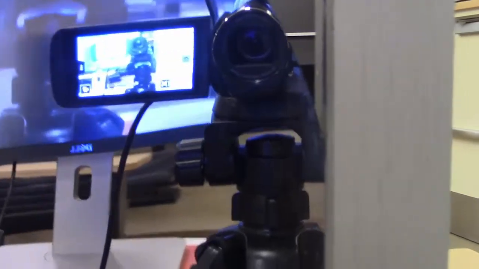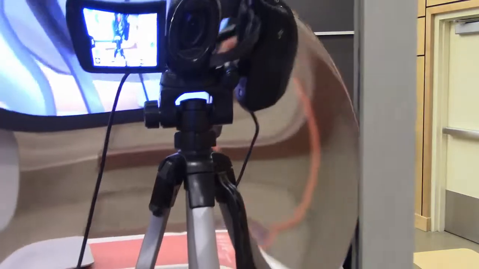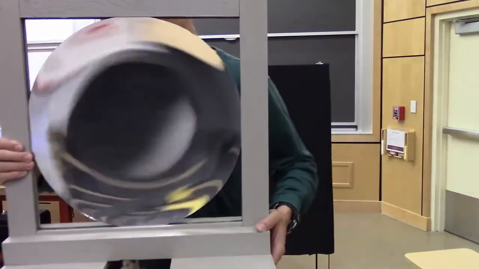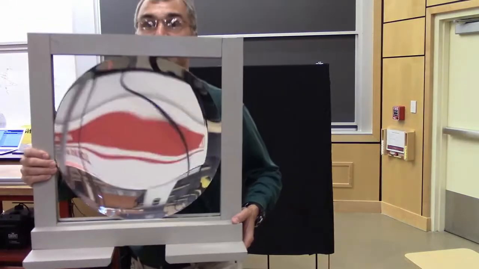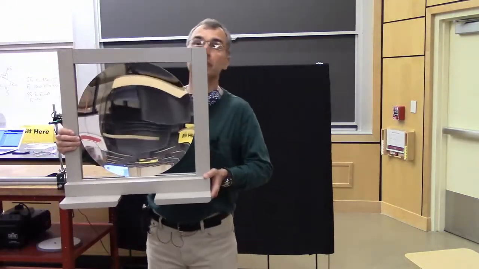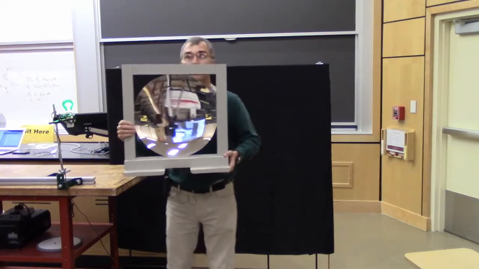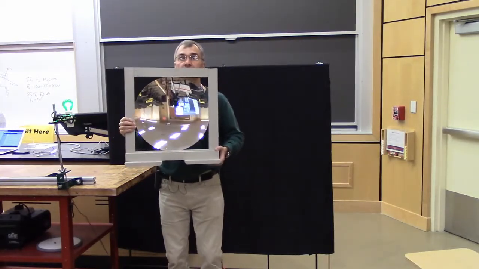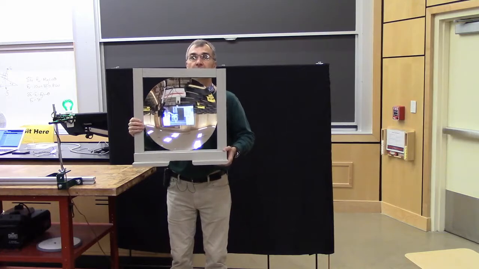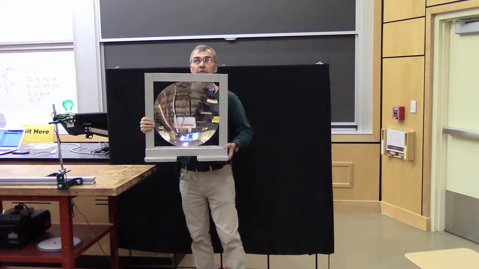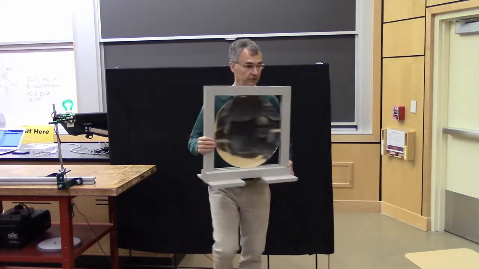But then as you back away, you see an upside down image of yourself in the mirror. And the upside down image of you is reduced in size. So we can try with the light board and some ray tracing to understand why that happens.